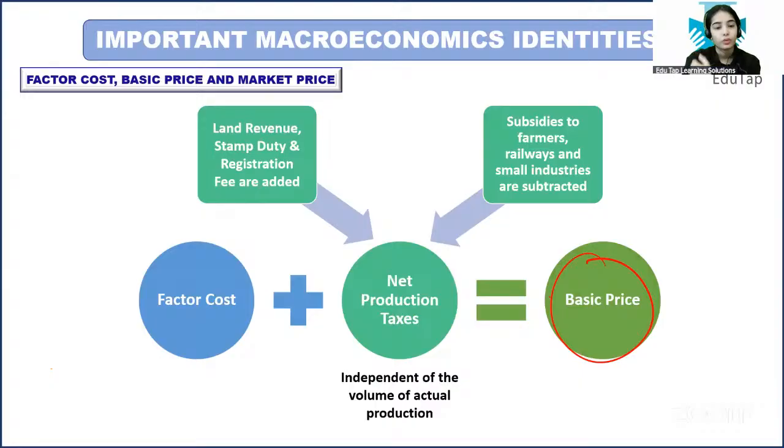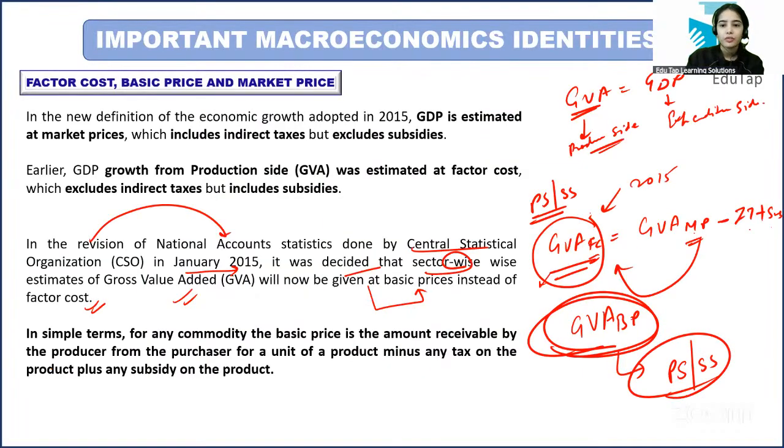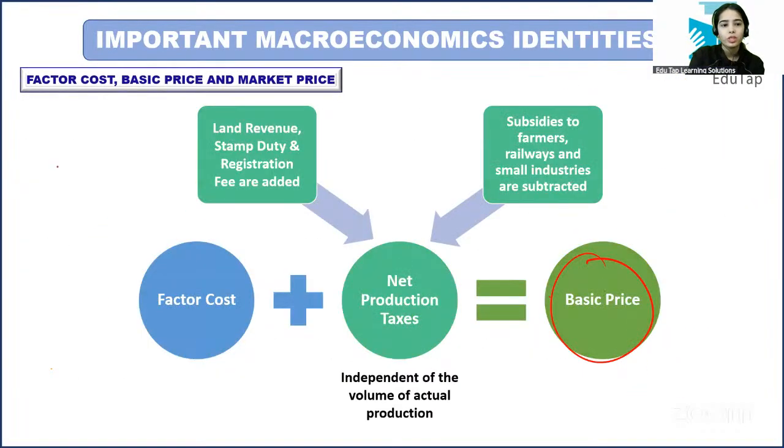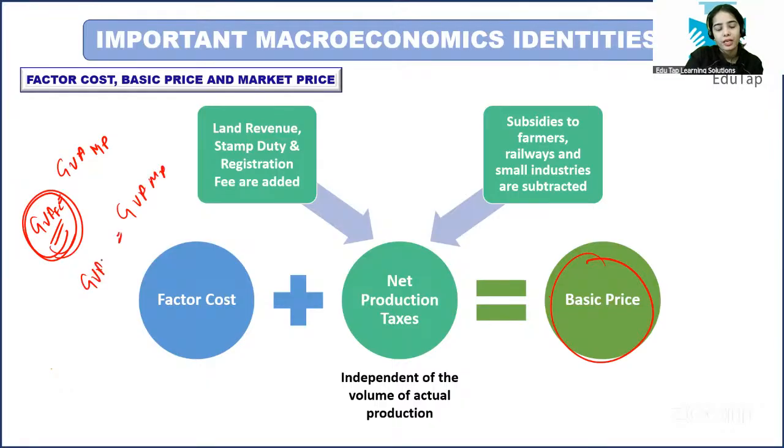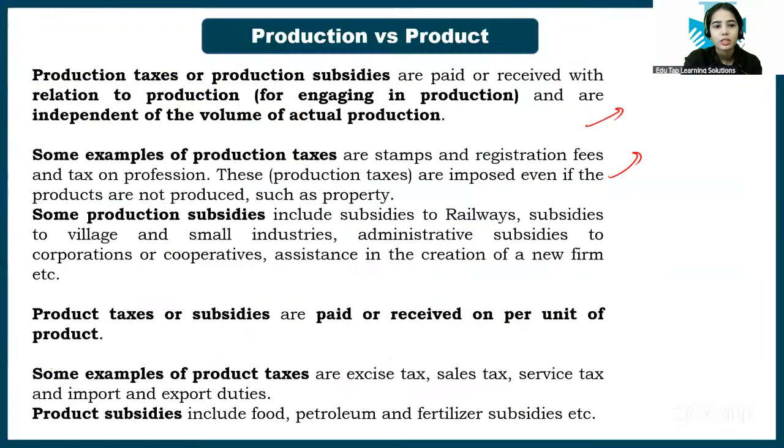Basically, before, GVA at market price was converted into GVA at factor cost for your production side, your supply side, but now the GVA at market price is converted into GVA at basic price. So now the producer side or supply side is seen through the GVA at basic price. We will also discuss the conversion.